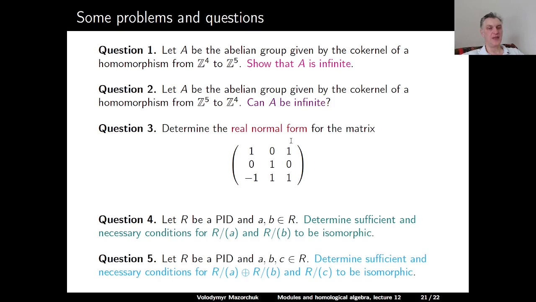And question 5. Let R be a principal ideal domain and a, b, and c three elements in R. Determine sufficient and necessary conditions for the direct sum of R modulo the ideal generated by a plus R modulo the ideal generated by b to be isomorphic to R divided by the ideal generated by c.